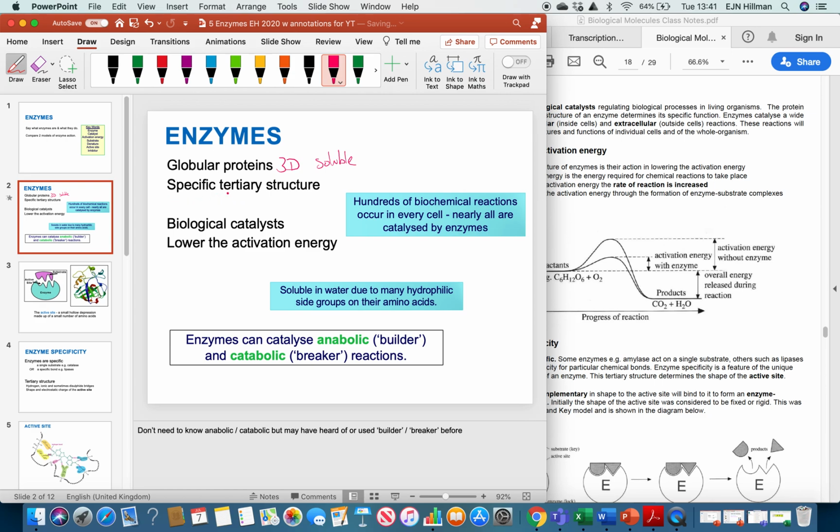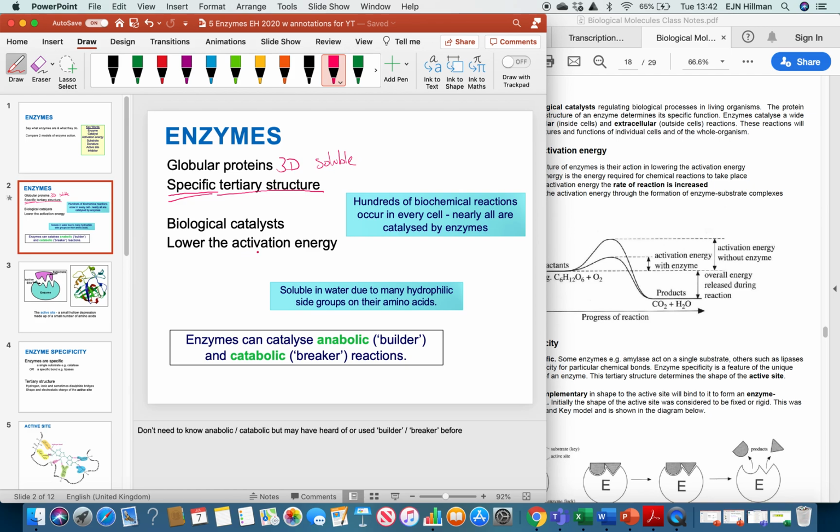The importance of their tertiary structure, well, their tertiary structure is very important and it is specific. Okay, we'll come back to that shortly. They act as biological catalysts, so they are responsible for catalyzing or allowing reactions to happen inside cells and outside cells. And it is those reactions which will determine the structure and function of both cells and organisms, and the whole organism. Okay, they act as catalysts by lowering the activation energy.